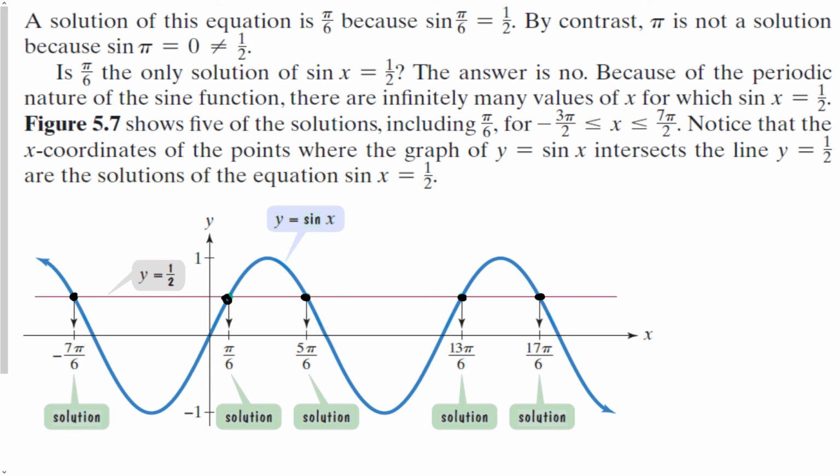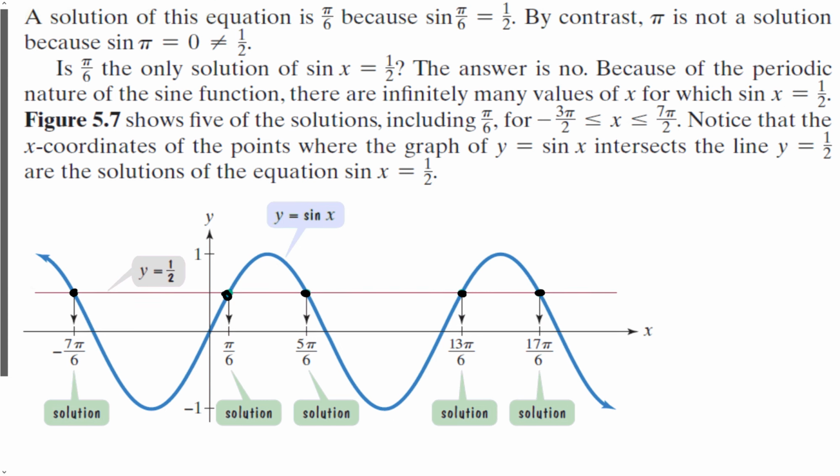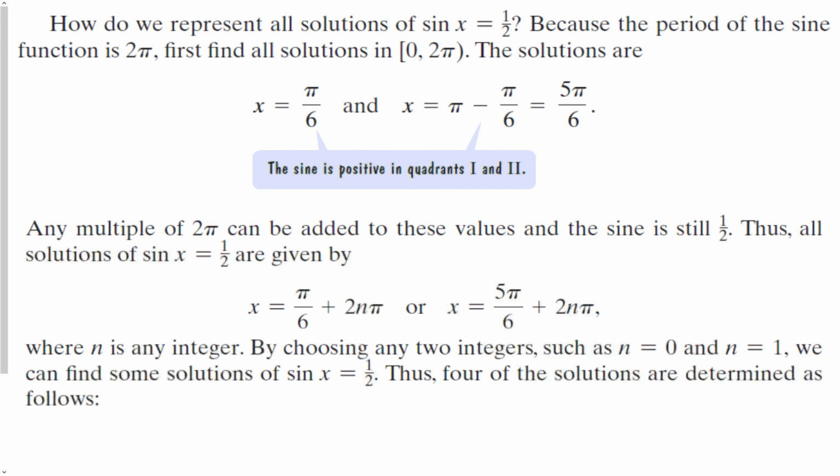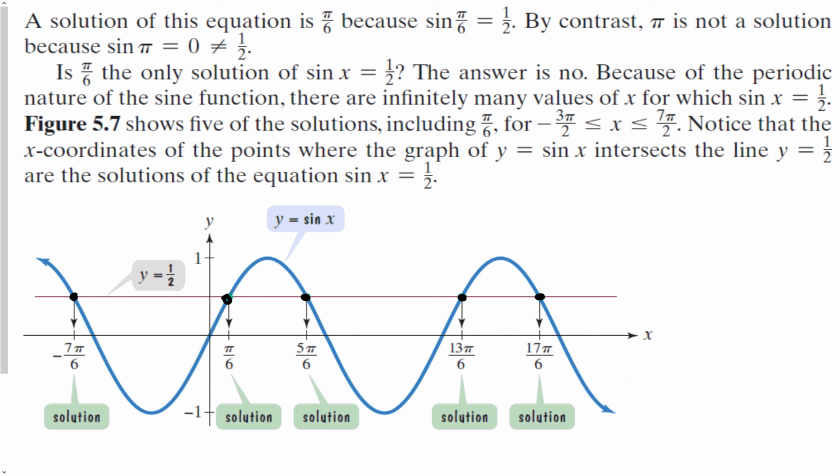So how are we going to represent our solutions? Well, we know a few things. We know that pi over 6 is an answer, because sine is positive in the first quadrant. We also know that 5 pi over 6 in the second quadrant is an answer to sine of x equal to 1/2. Nothing in the third quadrant, nothing in the fourth quadrant, because the sine is negative there.